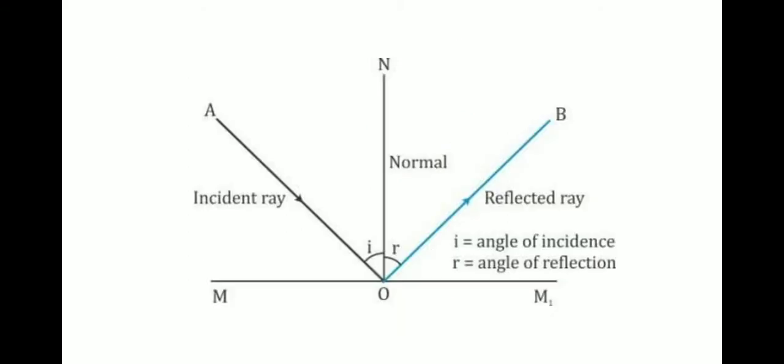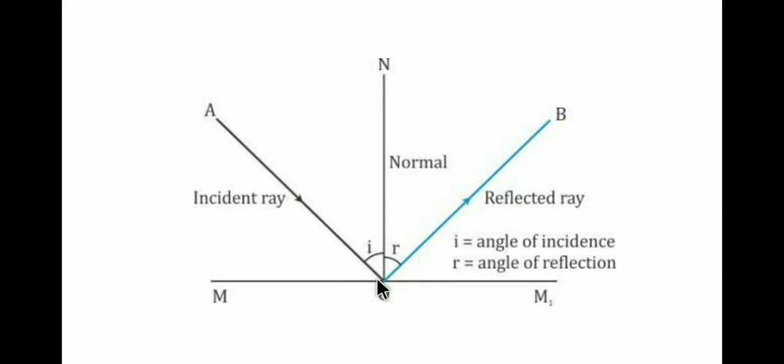Next are the terms that we'll be using in this chapter. We'll first use this ray AO. This AO is the light which falls on the surface MM1. MM1 over here is the mirror, and the light is falling on the mirror at point O. So this line is called the incident ray.